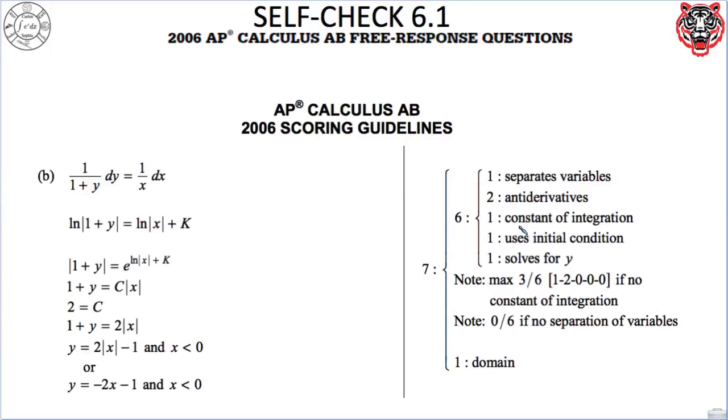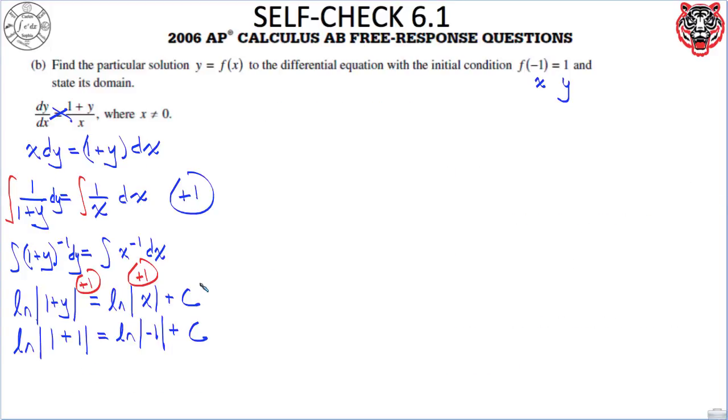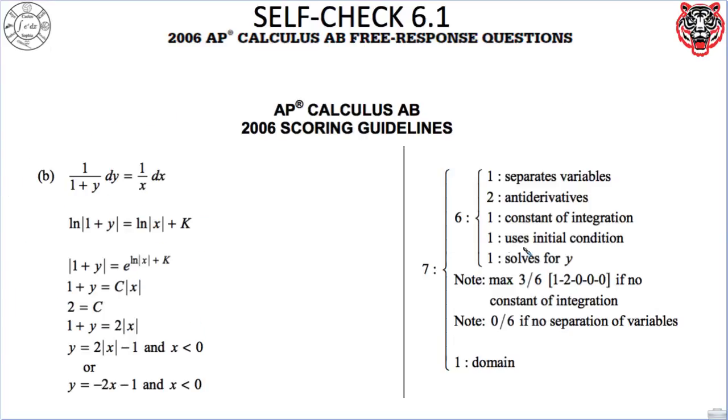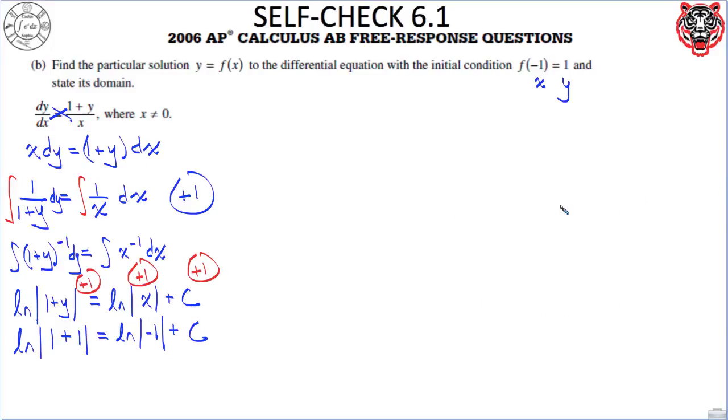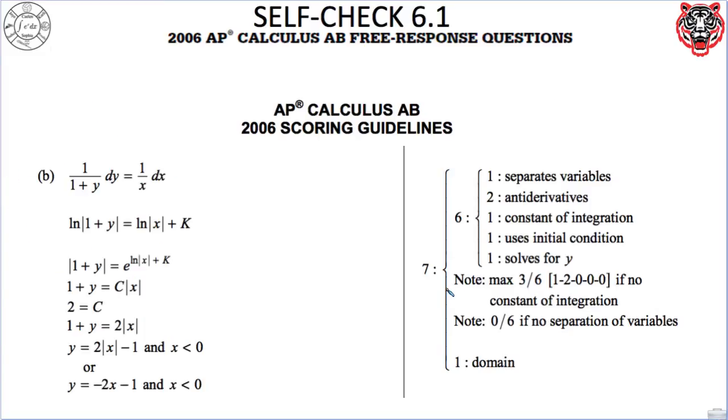And the constant of integration is another point. Just writing your plus C gives you another point, plus 1. And uses initial condition. This just means I plugged in my values. So I plugged in this value, and I did that right here, so another plus 1. Look how many points we have, and we only did step 3. We just got 1, 2, 3, 4, 5 points. So this is now 5 points out of a total of 7.